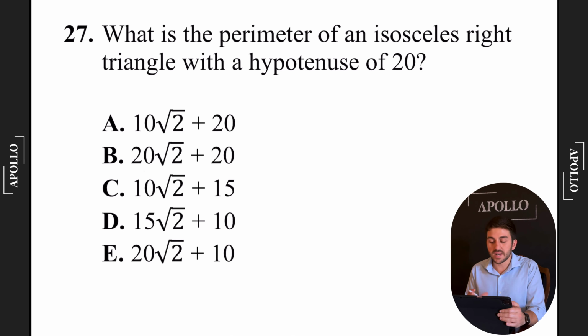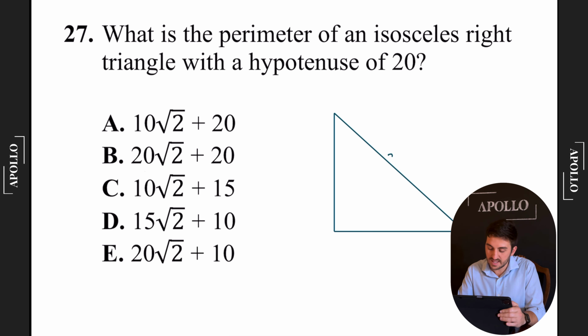What is the perimeter of an isosceles right triangle with a hypotenuse of 20? All right, let's draw a triangle. We have our triangle. We know it has a hypotenuse of 20, that both of these sides are going to be equivalent, and it has a right angle right here.